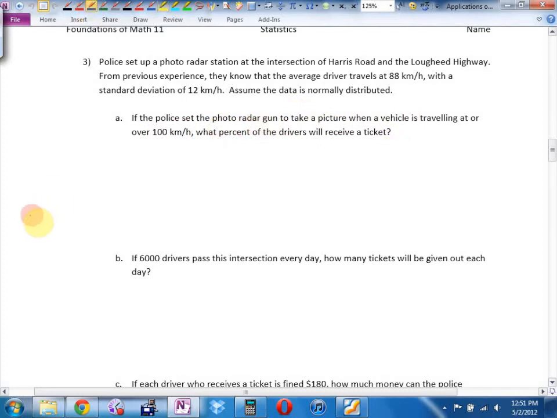Hey, let's do a sketch. Yoink. Kayla, what goes right here in the middle? 88. What's my cutoff value for the cops here? 100, that's going to go here.